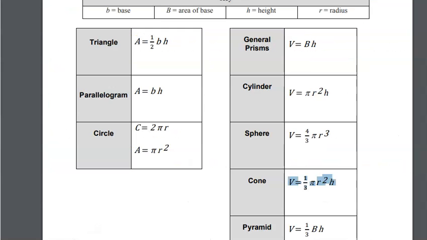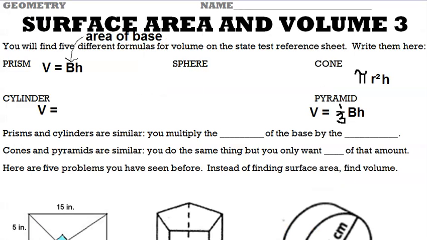Now, if you look at the cone, you will notice, and I'll put this up here in a second, the cone is the exact same formula, but with a 1/3 in front of it. So it's still pi r squared times the height. The only difference is, just like for a pyramid, in case you haven't picked up on it yet, a cone will only fit 1/3 as much stuff.